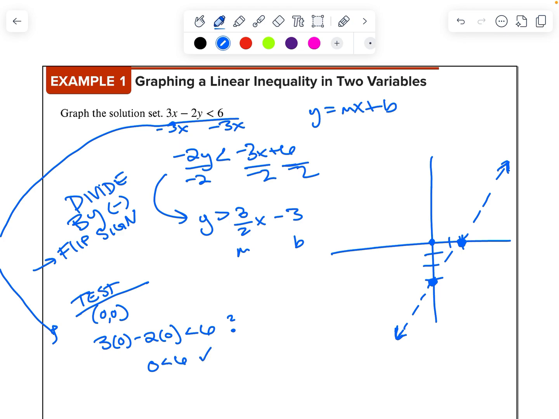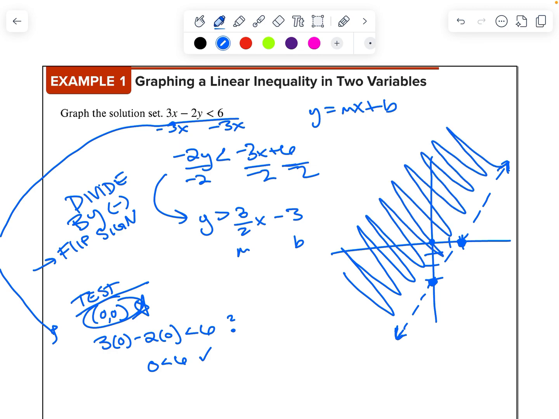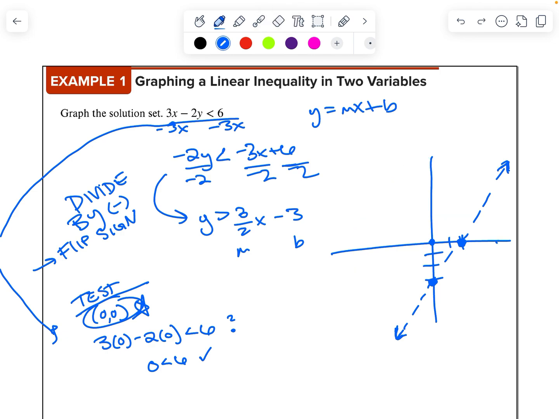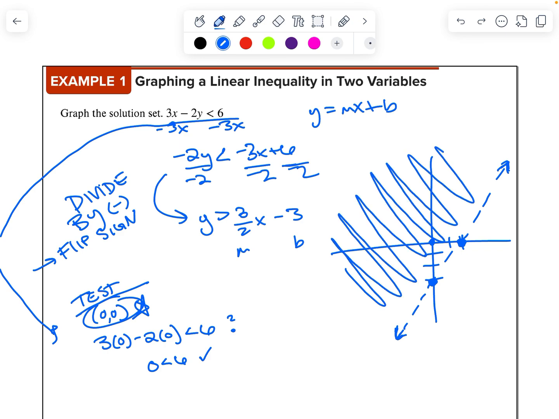Yes, that is true. That means I can shade towards the point (0, 0). (0, 0) is a solution of this inequality, so I can shade everything on this side of the graph. If I'd gotten something that was false, if (0, 0) was not true, then I could either pick another point on the other side of the graph and test it, or I can just realize it's going to be shaded the opposite way. Here, since (0, 0) works, we'll shade towards (0, 0).